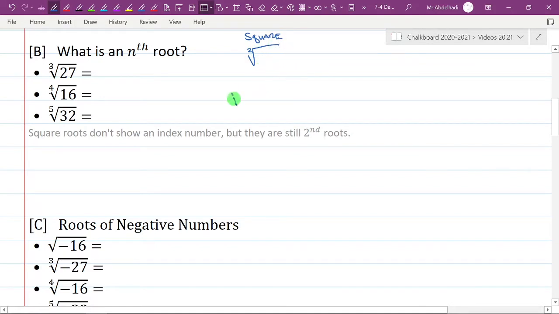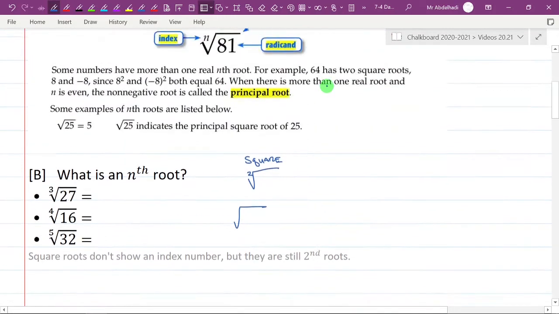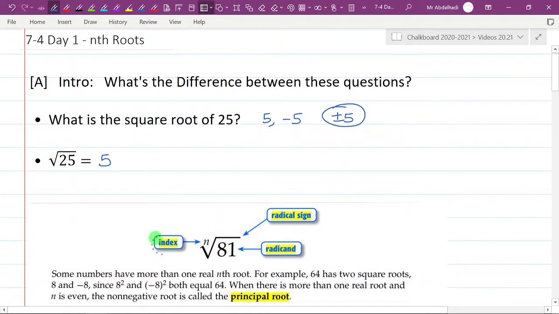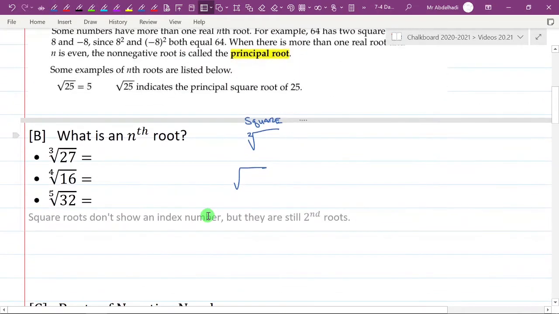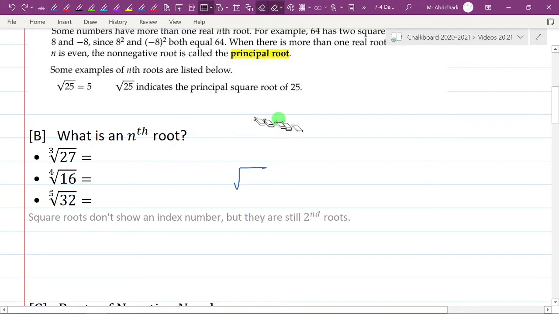If there's nothing, this is called, by the way, the index number. Here it is, the index number. So if there is no index number, we know that to be a square root, right? And it's assumed that there's a little 2 here, but it's invisible, just like we don't write the power of 1 on most things. But if there is a number here, then whatever the index number is, that's the root that we're talking about. So for a square root, there's no index number. The little 3 here, that's a cube root.